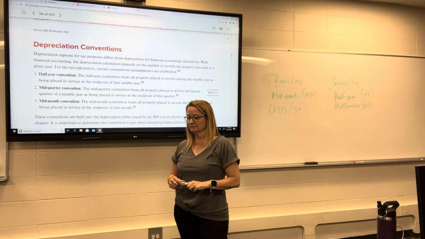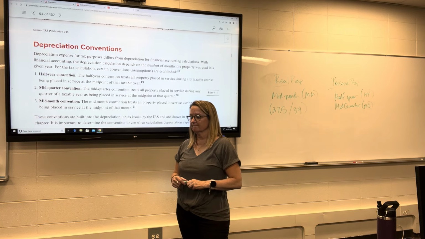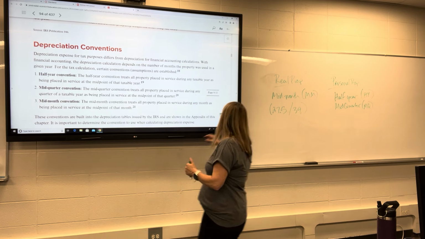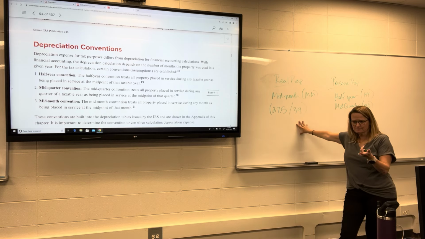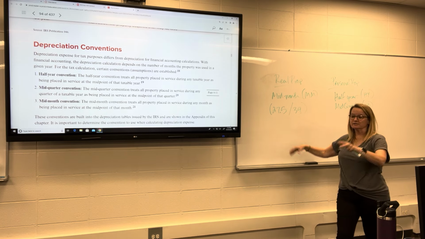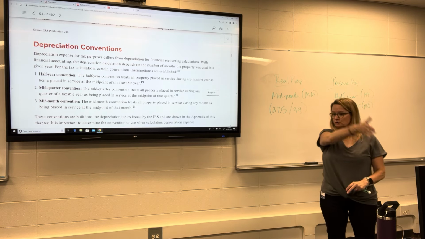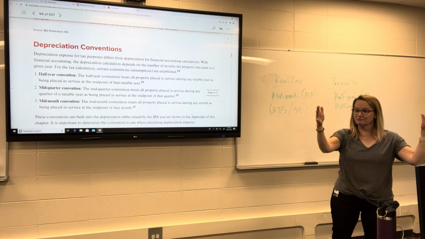Land is going to stay on both the financial statements and the tax records at whatever you purchased it for. If you buy it on the 27th, do you use next month? No, you use the current month. So whatever month you bought it in.